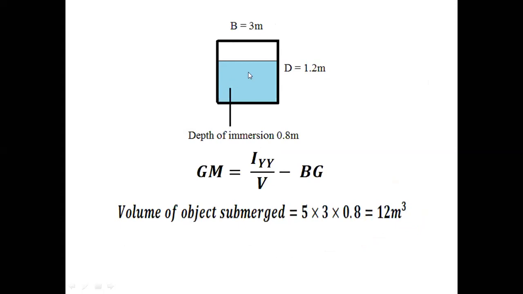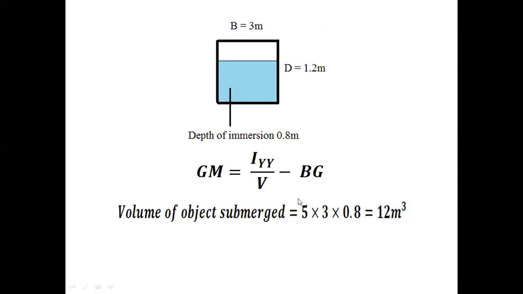If he had not given that data, we would have to follow the procedure that we did in the previous class. That is, we have to determine the weight of the object and the volume of water displaced. Using the volume of water displaced, we calculate the volume of the object, where the length and the breadth are constant, and the only varying parameter is the depth of immersion. So in this problem, the pontoon width is 3 meter, the depth of the object is 1.2 meter, and the depth of immersion is 0.8 meter.